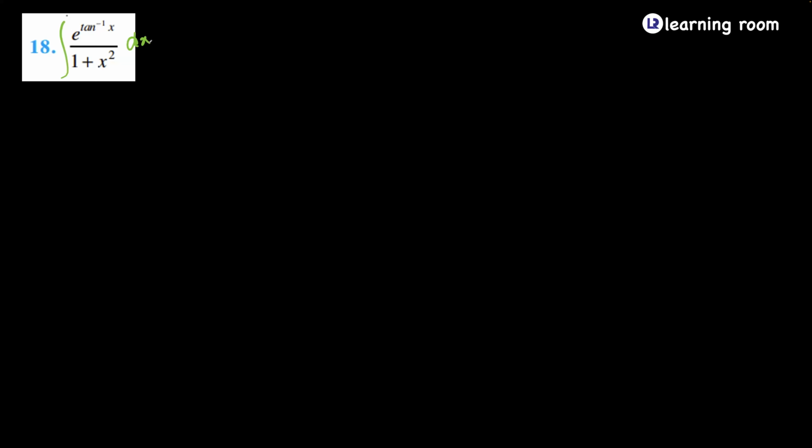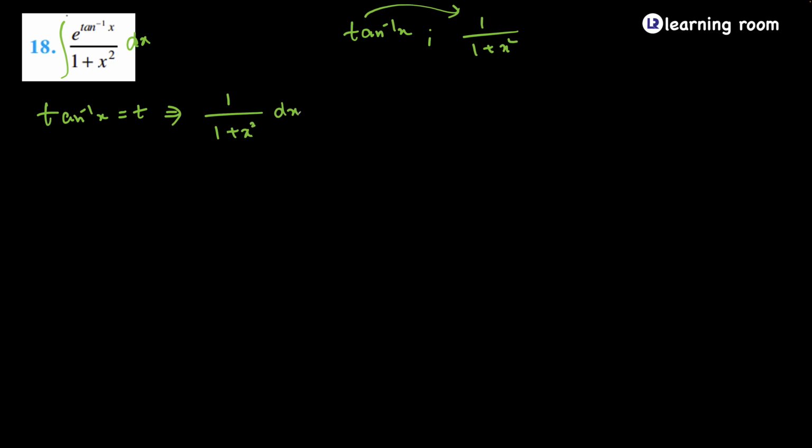So the 18th question is find the integral of e power tan inverse x divided by 1 plus x square times dx. So look at the functions that are there. Tan inverse x is one function and 1 by 1 plus x square is another function. So when can this tan inverse give you this 1 by 1 plus x square? When you substitute that as t. So tan inverse x will be equal to t, which implies 1 by 1 plus x square times dx will be equal to dt.